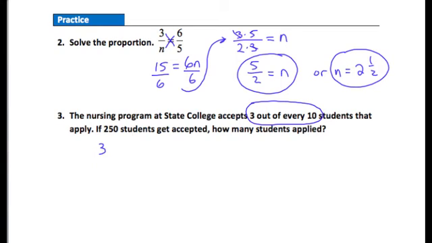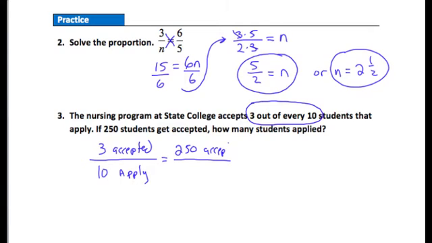So 3 accepted out of every 10 that apply. Okay, so there's my given rate. Now, if 250 students get accepted, so there's our other piece of information that's given. So 250 accepted, and again, I'm going to put that in the numerator because that's where I'm putting the students that are accepted in my proportion here. We want to know how many students applied. Well, that's our unknown, so we'd say x applied.